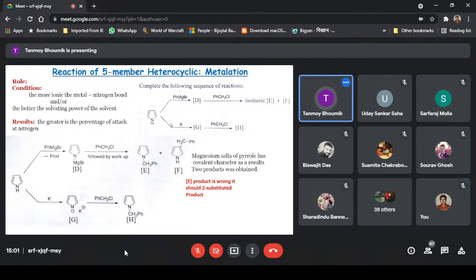And as a result, what happened? This alkyl group, PhCH2CH2Cl, can add on the nitrogen. So I already mentioned, whenever you use the covalent, then the PhCH2 bond is bonded to this carbon. Whenever it is sp hybridized, then the more rooted carbon will be the participant for this reaction.